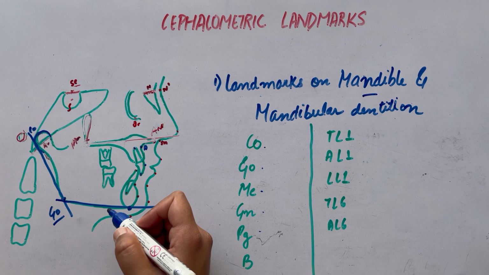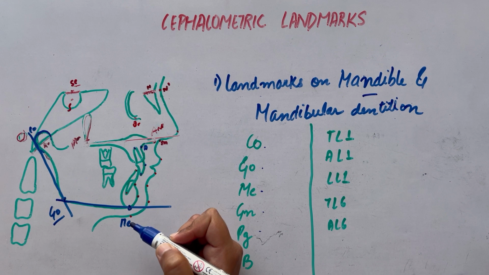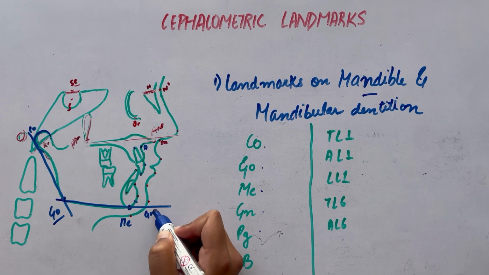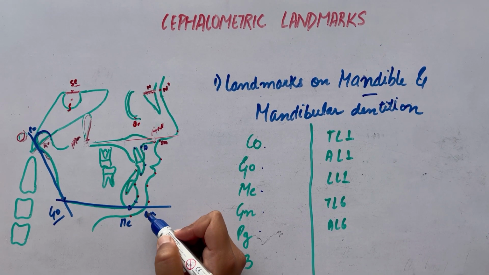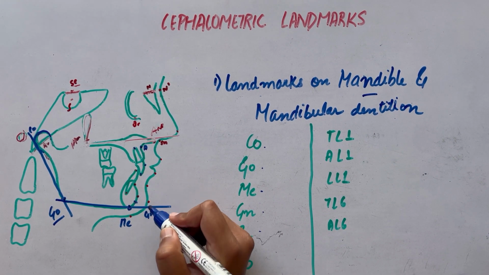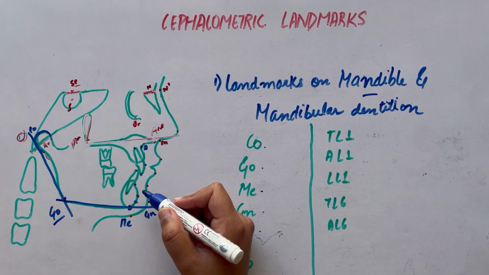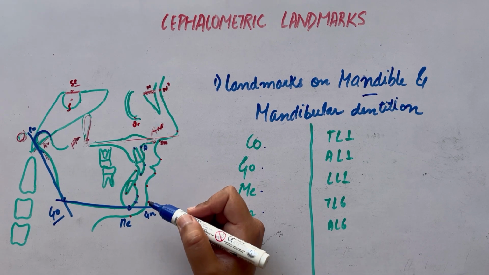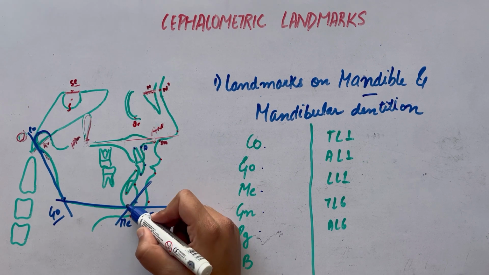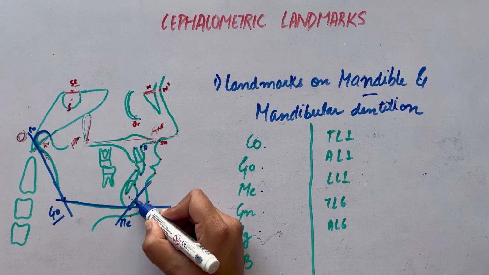Next is menton. Menton is defined as the most inferior point on the mandibular symphysis. Next is nathion. Nathion is also a constructed point. It is defined as the most inferior point on the symphysis. So how is nathion constructed? But first let's talk about the point pogonion. Pogonion is the most anterior point on the mandibular symphysis. Now we join the line of pogonion and menton, and the line bisecting this perpendicular point will be the nathion point.